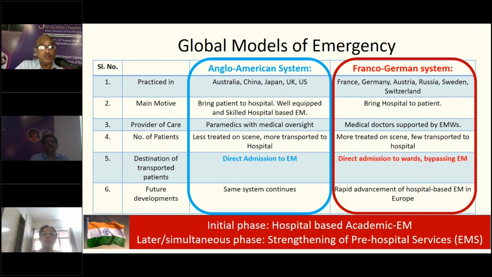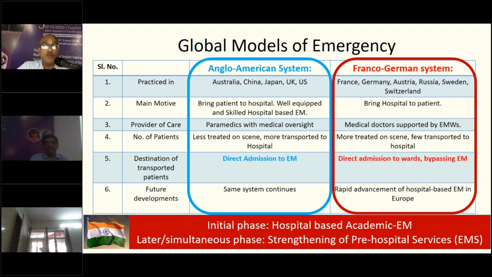There are two models of emergency care that exist in the world. One is the Anglo-American system, and the second one is the Franco-German system. The Anglo-American one is used in Australia, China, Japan, UK, and US, while the Franco-German, as the term says, is used in France, Germany, Austria, Russia, Sweden, and Switzerland. The main difference between the two is whether you want to tackle the emergency right at the site of the emergency, or bring these patients to the hospital where there is an academic emergency medicine department.